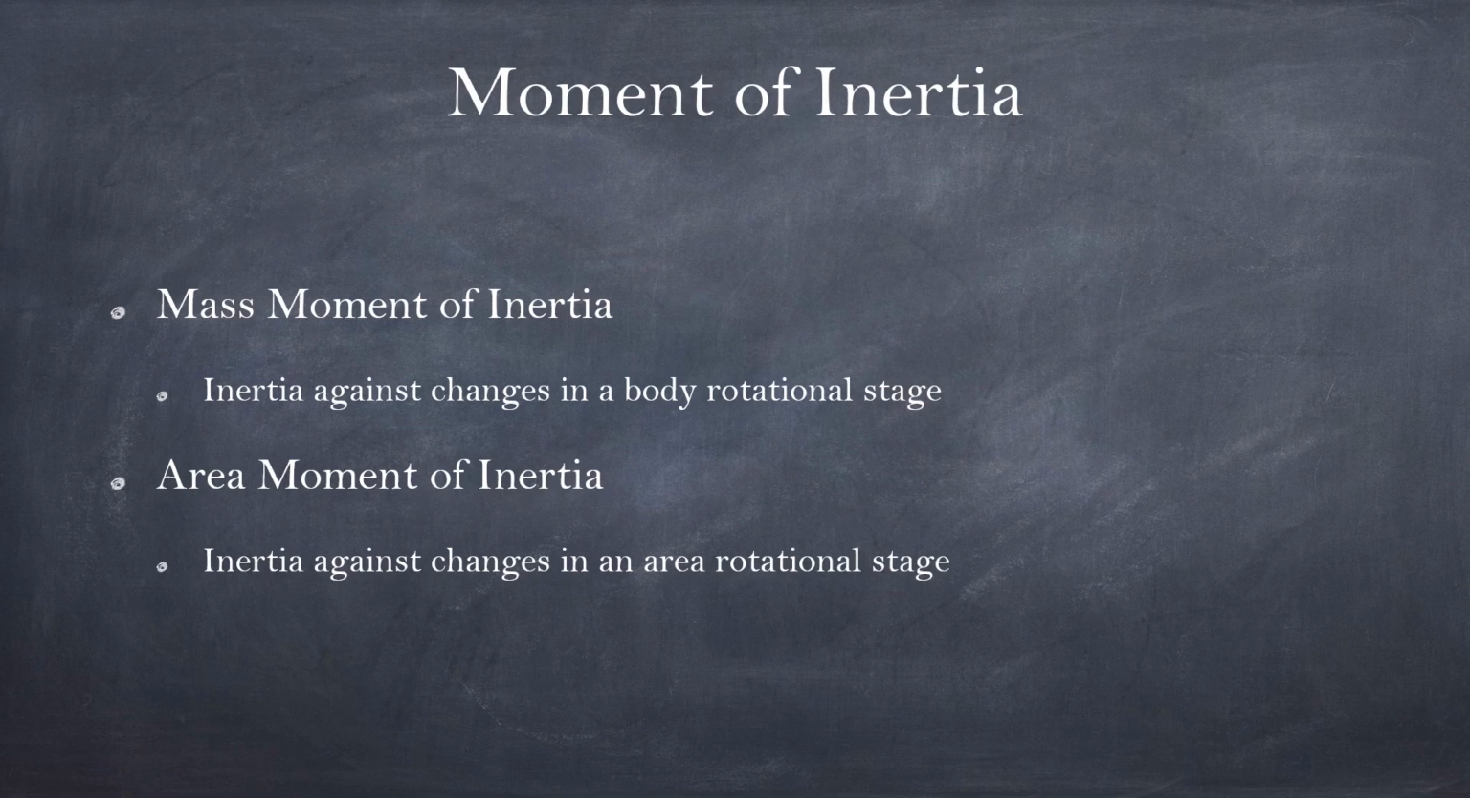Firstly, I'd like to discuss the moment of inertia, this term here. As I already said, there are mass moment of inertia and area moment of inertia. The word inertia is usually something that goes against a motion. The mass moment of inertia is the inertia that goes against any change in a body's rotational state or rotational speed, basically. The area moment of inertia is the inertia against any change in the area's rotational state. Maybe it's resistance to the rotation of the area itself.